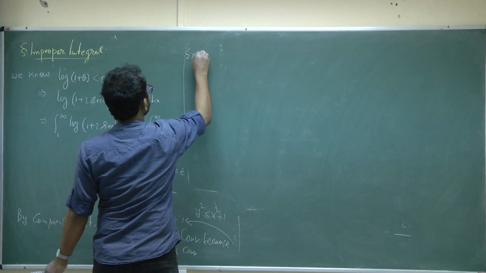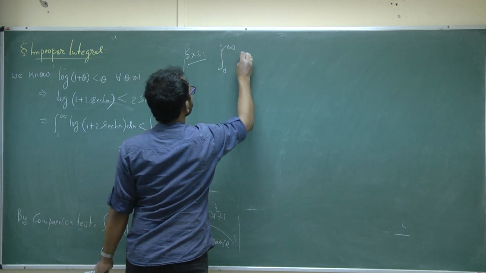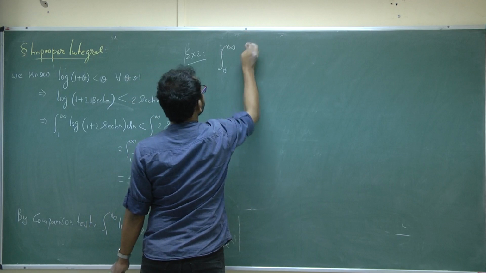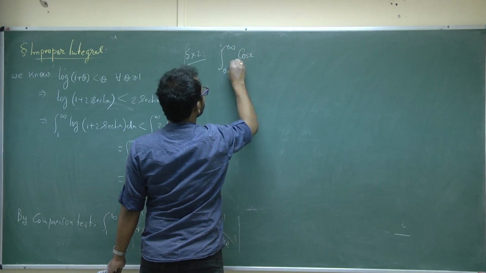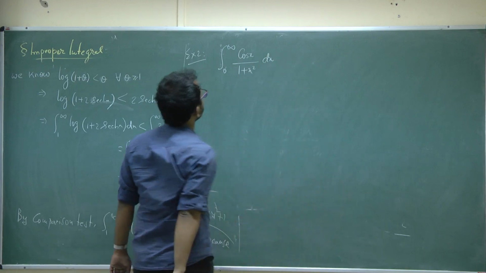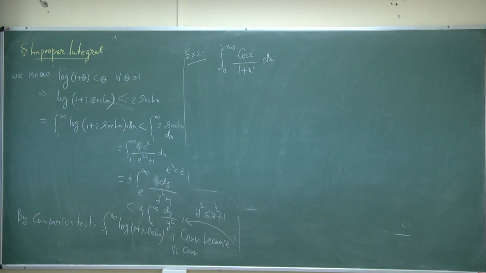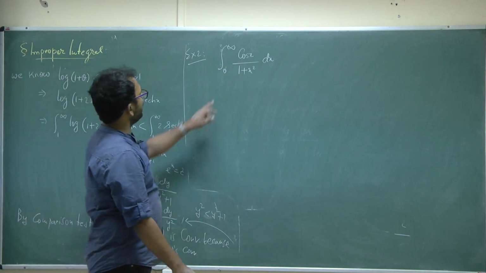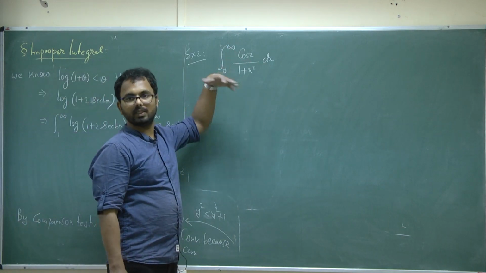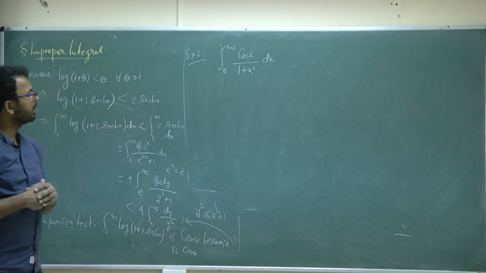So evaluate or find the value of the integral from 0 to infinity of cos x by 1 plus x square dx. Here x equals to 0 is not the point of discontinuity. We have only the point of discontinuity at x equals to infinity, because one of the end points is infinite. So this is an improper integral.